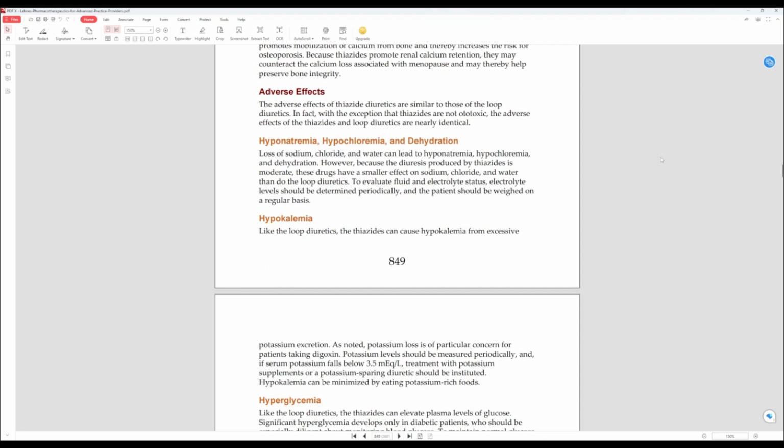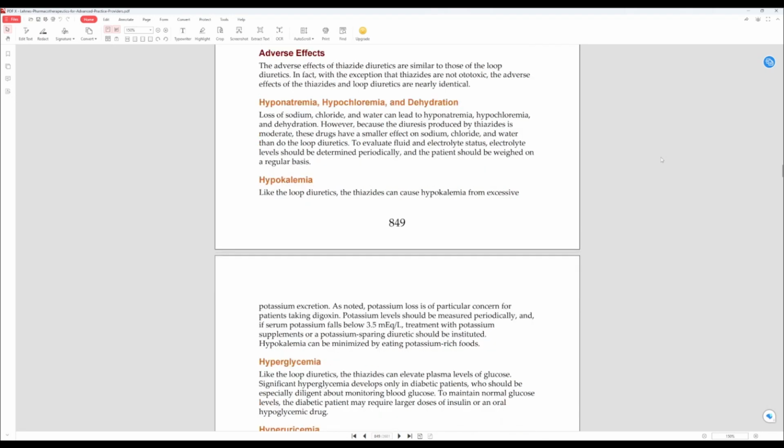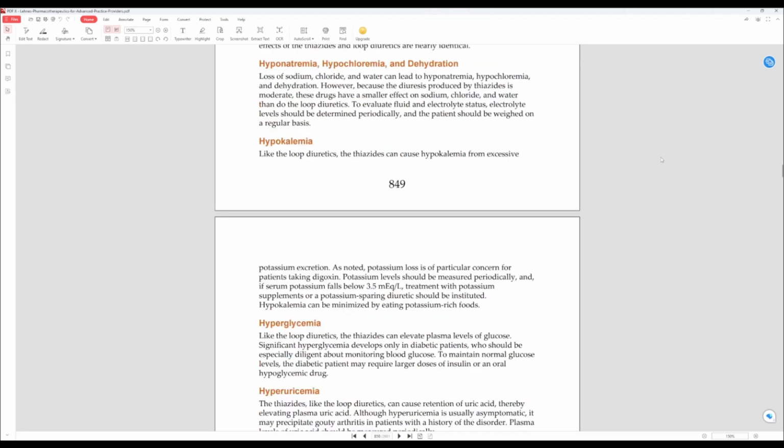However, it has adverse effects. The adverse effects of thiazide diuretics are similar to those of loop diuretics, in fact, with the exception that a thiazide cannot cause ototoxicity. The adverse effects of a thiazide and loop diuretic are nearly identical. So you'll see hyponatremia, hypochloremia, and dehydration. The loss of sodium, chloride, and water can lead to hyponatremia, hypochloremia, and dehydration.